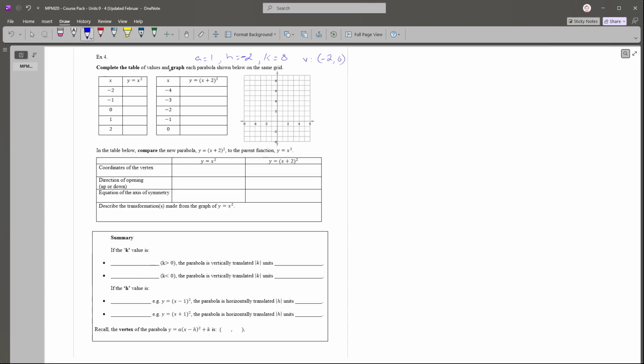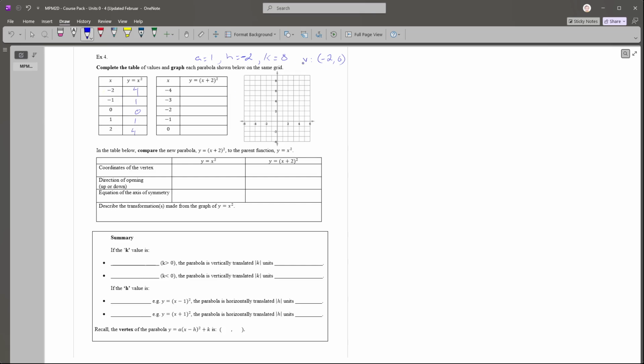Okay, so now that we have all the information just by looking at the equation, this should make the graphing a lot easier and a lot easier to understand that we've done it right or wrong. So let's take a look. So we have y is equal to x squared. All of our numbers are still the same. So we know that this is going to be 4, 1, 0, 1, and 4.